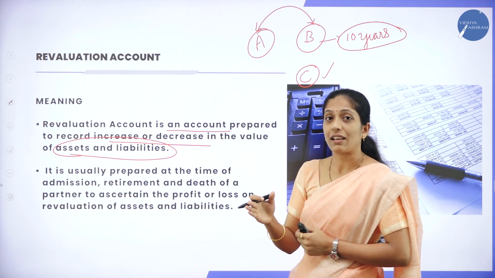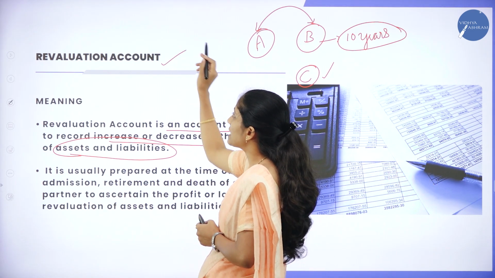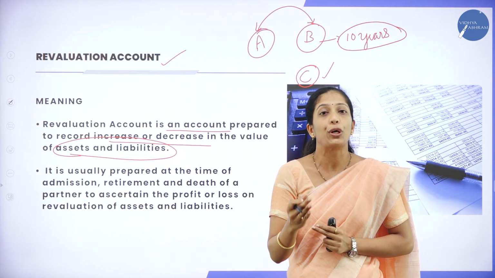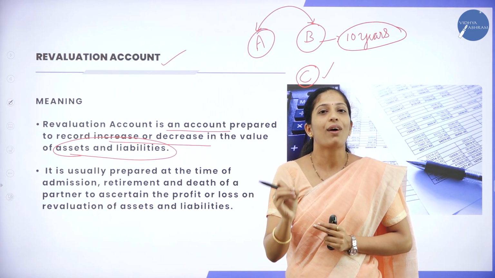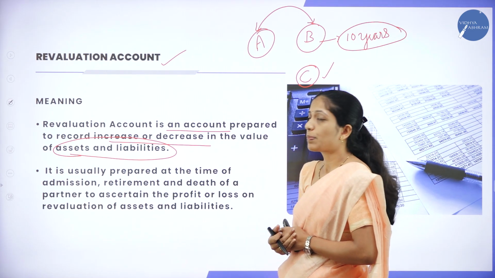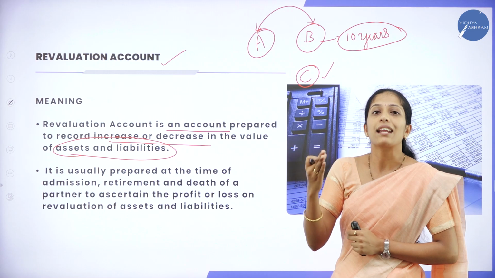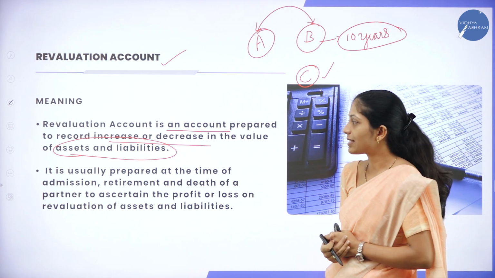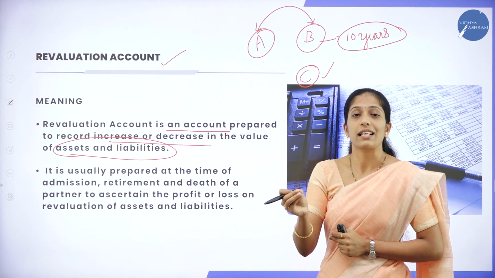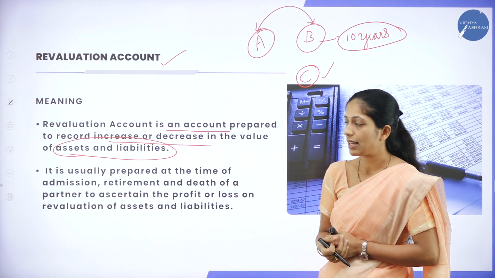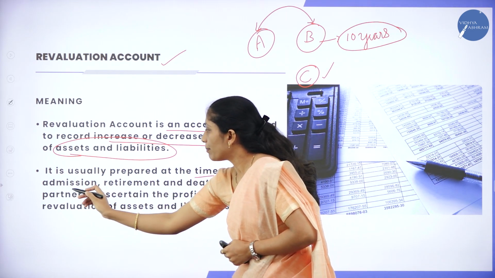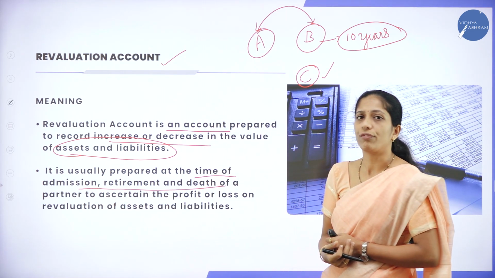So what do you mean by revaluation account? Here the word itself tells: revalue, in the sense they are going to value again. Value what? The value of assets and liability. So this account is prepared in order to record increase or decrease in the value of assets and liability, in the sense to what extent it has increased and to what extent it has decreased. It is usually prepared at the time of admission, retirement and death of a partner.